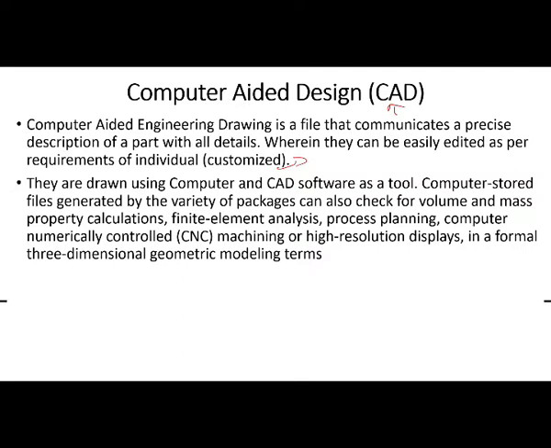To use CAD software, we must use a computer with enough processing power and CAD software. There are so many CAD softwares, and computer stored files generated by a variety of packages can also be checked for volume and mass property calculations. They are used for FEA, finite element analysis, to analyze the behavior of materials, for process planning, computer numerically controlled CNC machining, or high resolution displays in formal 3D geometric modeling terms. So to design in CAD, we need a computer and CAD software, and those two we must have to design anything.